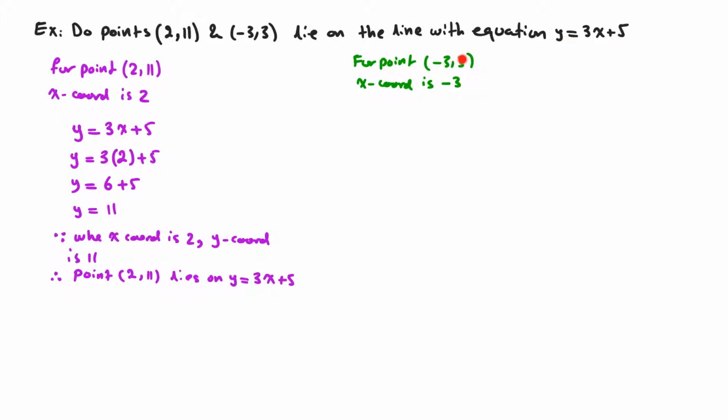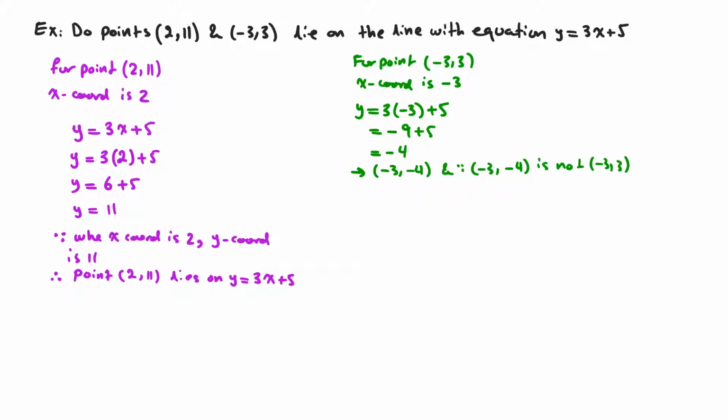If it's a different value, if it's any value other than 3, we know that this point does not lie in here. So let's try that. So y is equal to 3 multiplied by -3 plus 5. 3 times -3 is -9, plus 5 will give us a value of -4. So this means that our point on the line is actually (-3, -4). And since (-3, -4) is not (-3, 3), therefore that point (-3, 3) does not lie on y is equal to 3x plus 5.